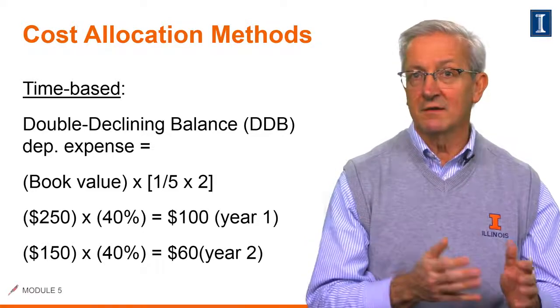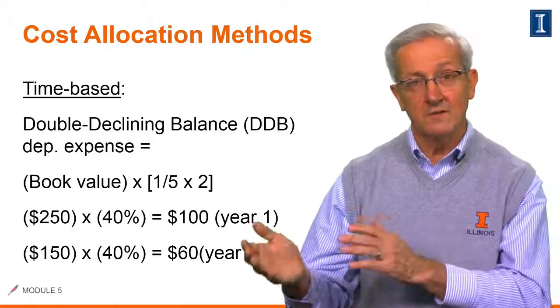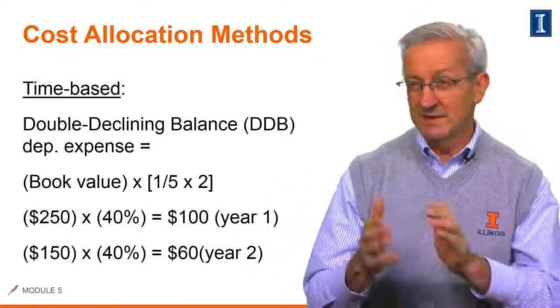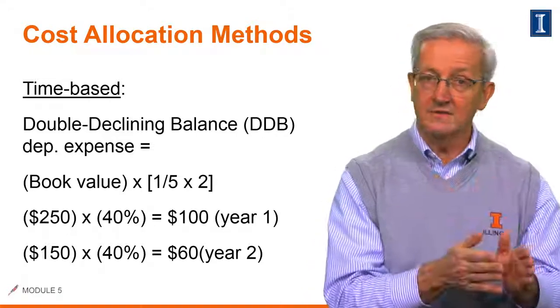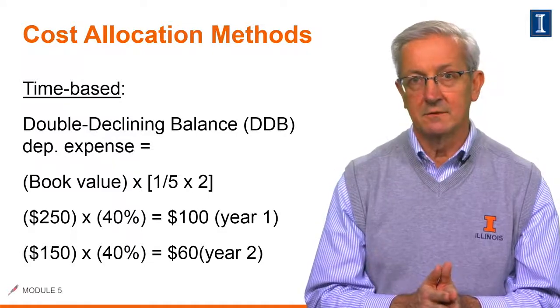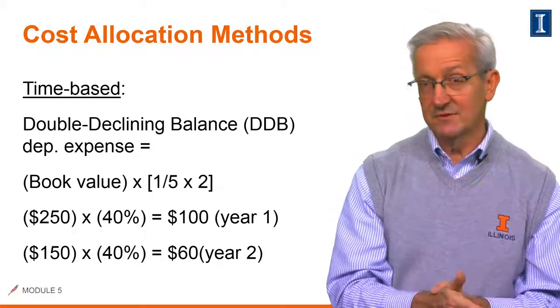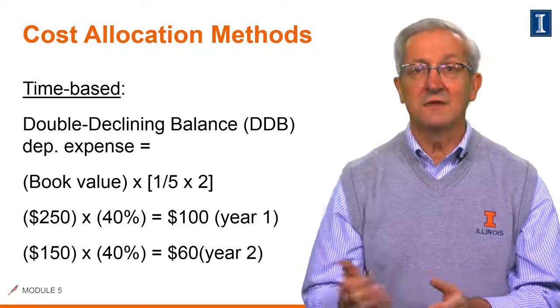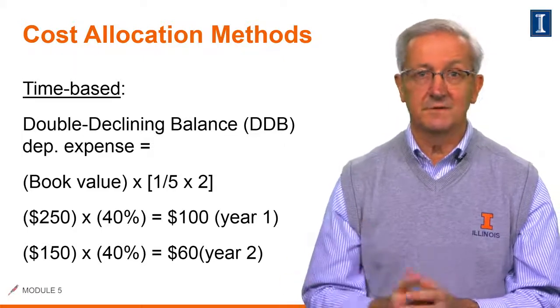We remember from prior lessons, though, that book value is what? Cost minus accumulated depreciation. So here for year 1, we take the $250,000, the cost, not backing off the salvage value, times the 20% that we had in the straight line rate, times 2, which is 40%, and that's $100,000 of expense in our first year.